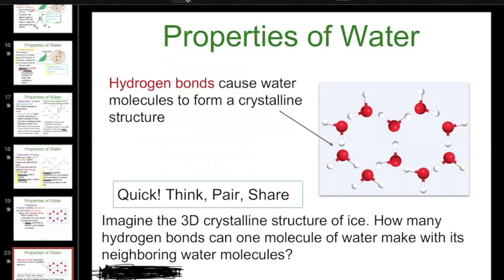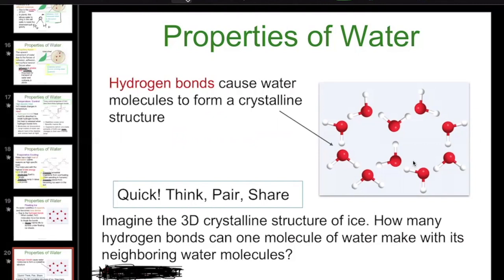Hydrogen bonds. Once again, this is going to be a theme throughout this unit, but hydrogen bonding causes a crystalline structure. That means it's usually an ordered structure. Sometimes it's very, very ordered. Sometimes it's not as much. The closer the molecules are able to get to each other, the more solid or more dense the substance will be, and the farther apart they are, the less dense they are. So I want you to imagine a 3D crystalline structure of ice.